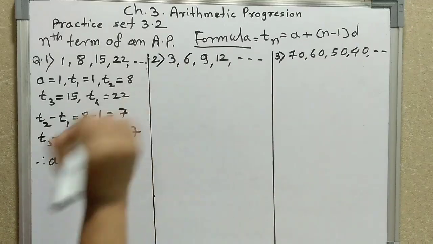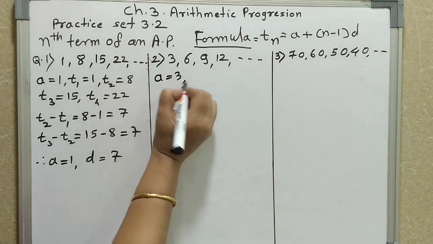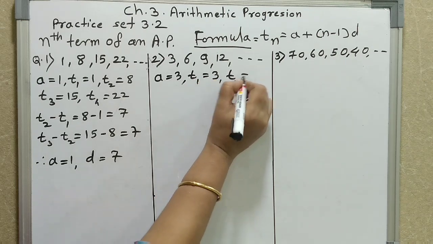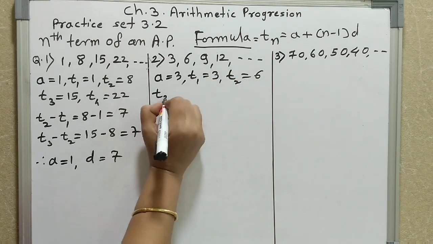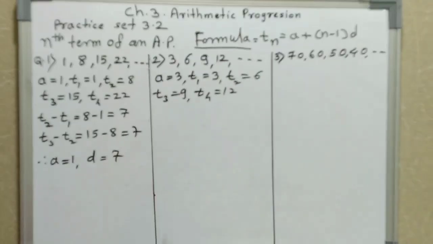Now here also we write the first terms. A is equal to 3. So therefore T1 is equal to 3, T2 is equal to 6, T3 is equal to 9 and T4 is equal to 12.